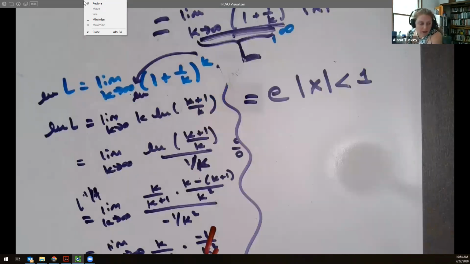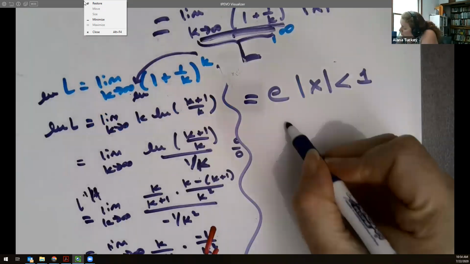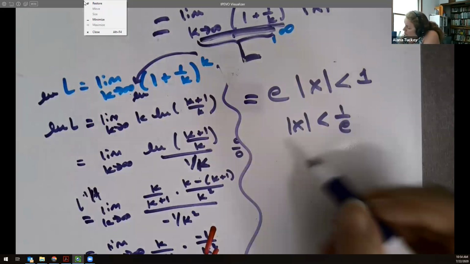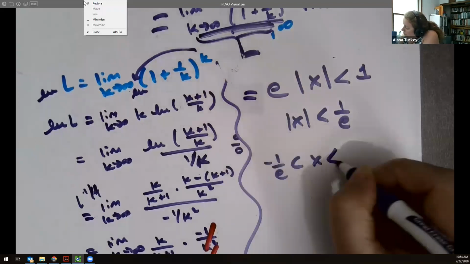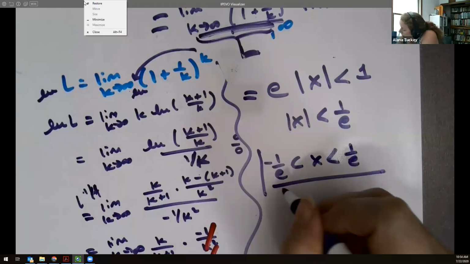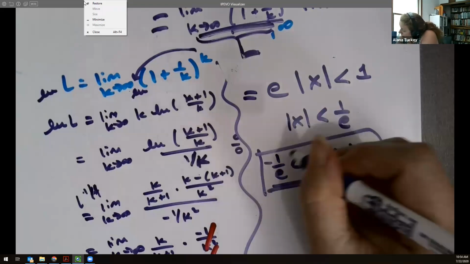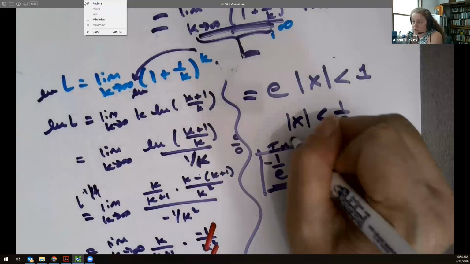Do you want the interval of convergence or just the radius of convergence? I can't remember what we're doing here. If you want the interval of convergence, you want the absolute value of x to be less than 1 over e. That means negative 1 over e is less than x, which is less than 1 over e. That's the interval right there. I don't know if they asked for it. I can't find the problem anymore. So that's the interval of convergence.